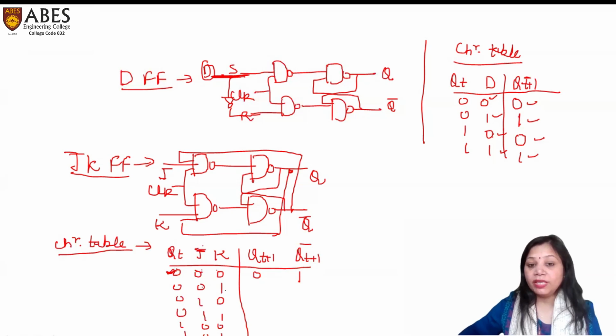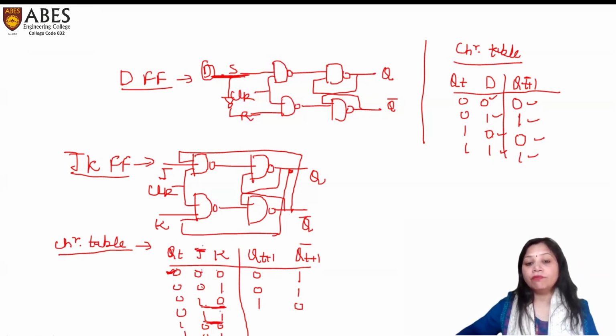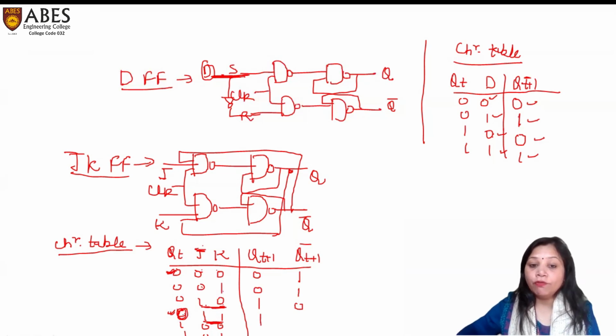As J is 0 and K is 1, that means set 0 and reset 1, then the output will be 0 and the complement is 1. If J is 1 and K is 0, that means set 1 and reset 0, then the output will be 1 and the output complement will be 0. अब यहाँ पर हम देखते हैं जो डिफरेंस है हमारे 1 1 कंडीशन वाला. If J and K both are 1 1, here we get the complement of the previous value. So that means if the previous value is 0, then the output will be 1, the complement of Q. And Qt plus 1 complement will be 0. Complement of 1 will be 0.